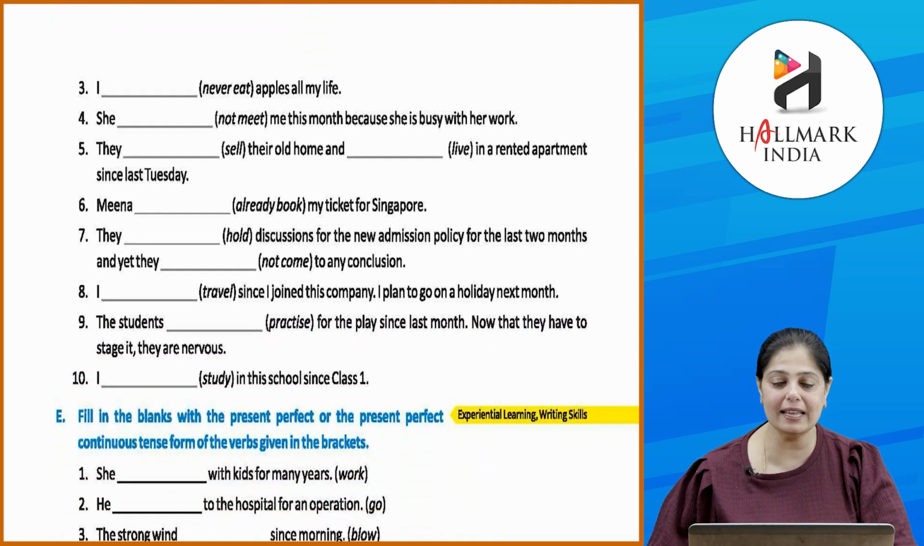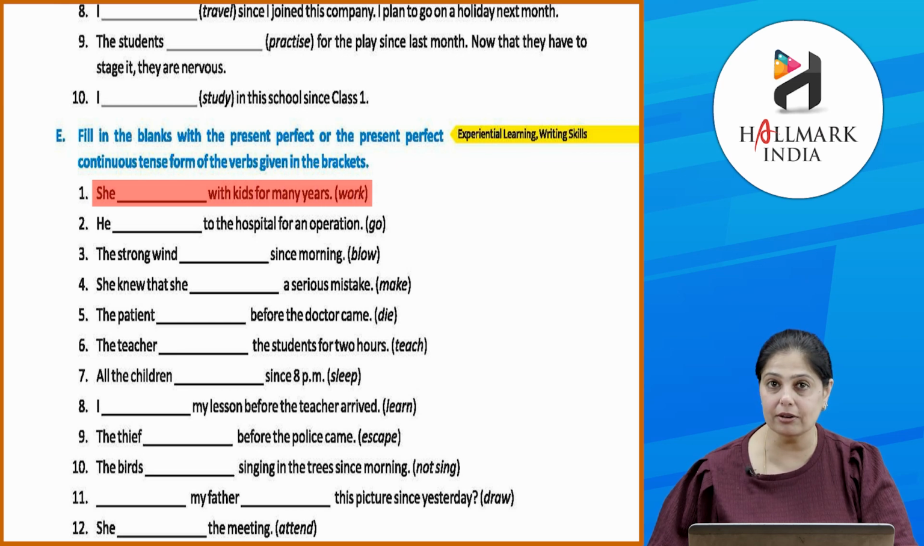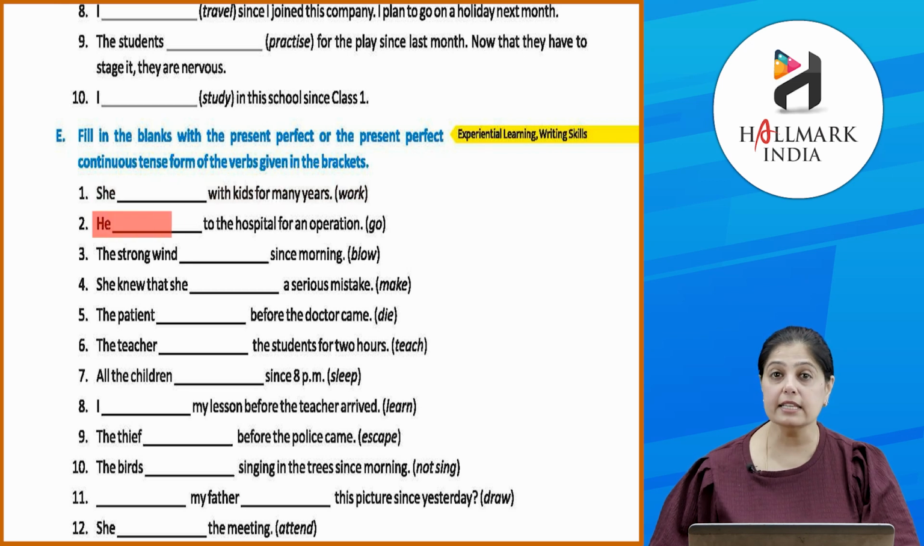Alright, now let's move on to the next one. Fill in the blanks with the present perfect or the present perfect continuous tense form of the verbs given in the brackets. She has been working with the kids since many years, or for many years. He has gone to the hospital for an operation. Next, you have to do everything on your own, okay children? The strong wind has been blowing since morning.